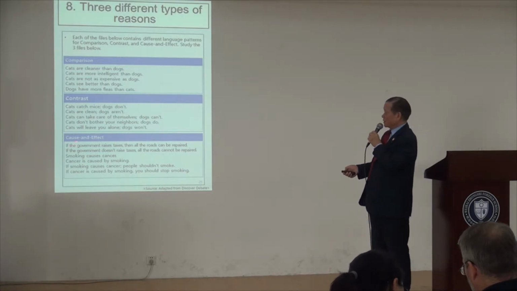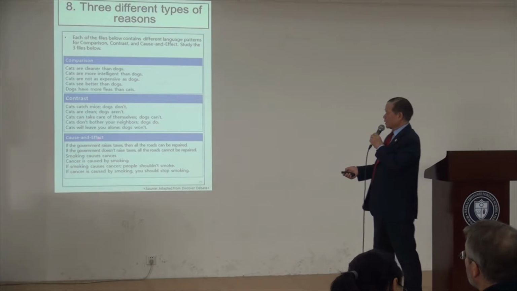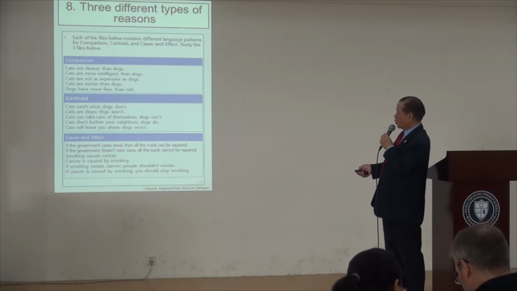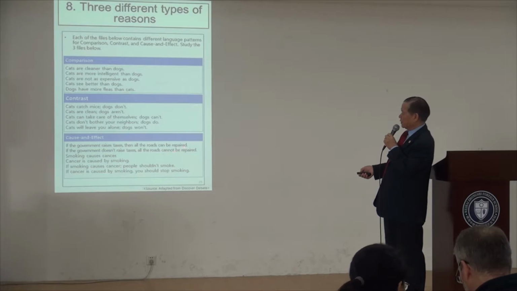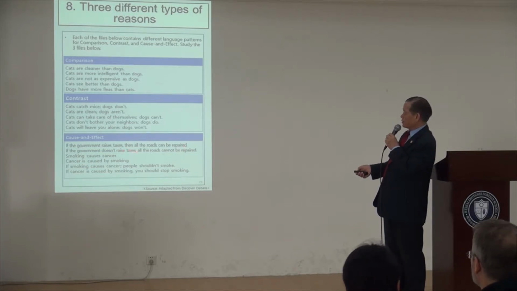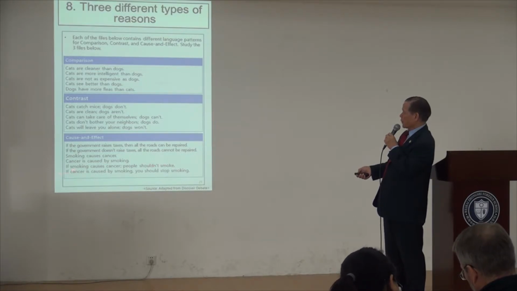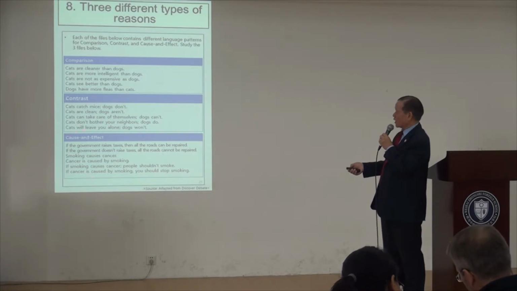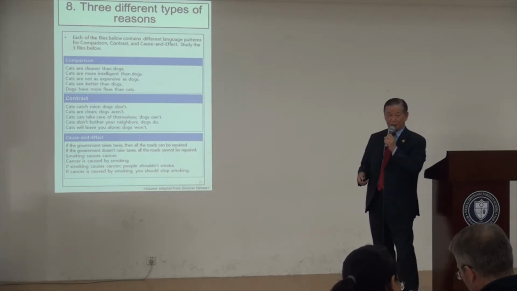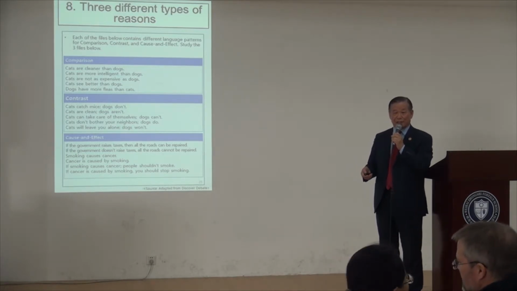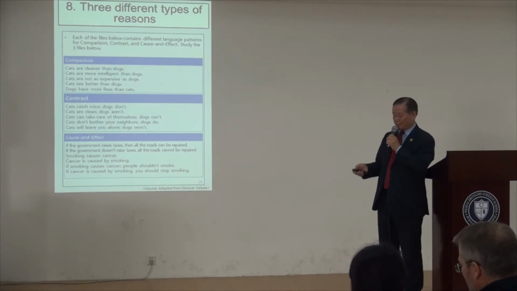And the next is cause and effect. If the government raises taxes, then all the roads can be repaired. If the government doesn't raise taxes, all the roads cannot be repaired. Smoking causes cancer. Cancer is caused by smoking. If smoking causes cancer, people shouldn't smoke. If cancer is caused by smoking, you should stop smoking. This is a good example of cause and effect. If you teach it, you study much more about it and can get many more examples like that.